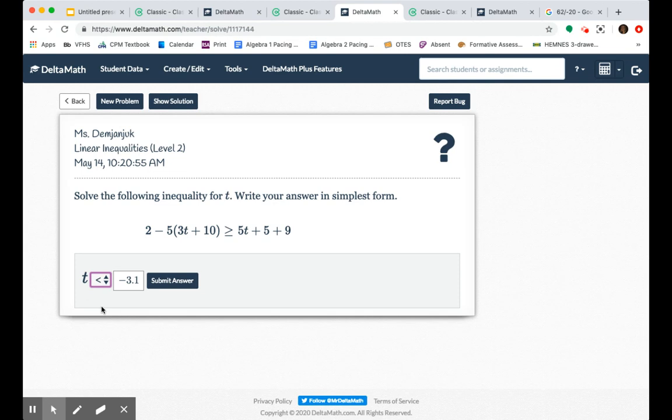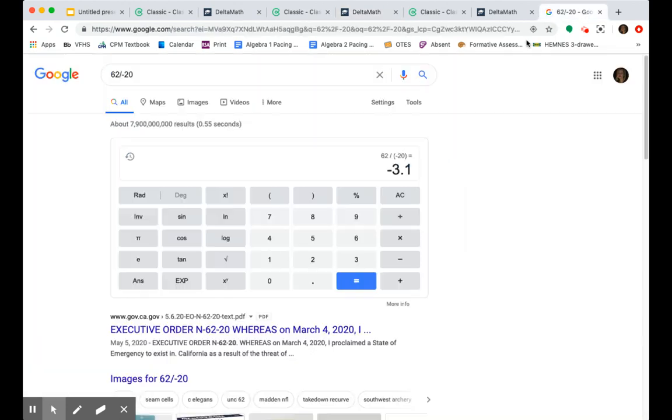I need it to be a less than or equal to symbol. And the reason why I can put in the decimal version on this one compared to the last one is that it's a short, concise decimal. It doesn't keep on going on after the 0.1.